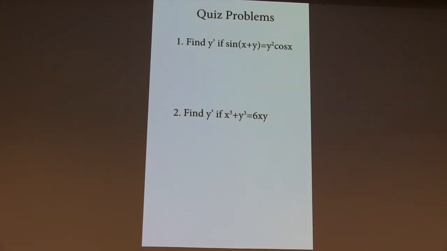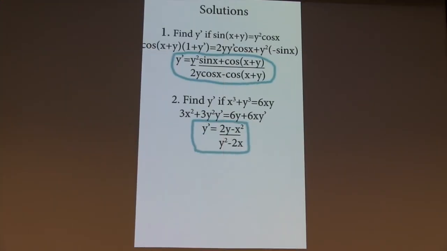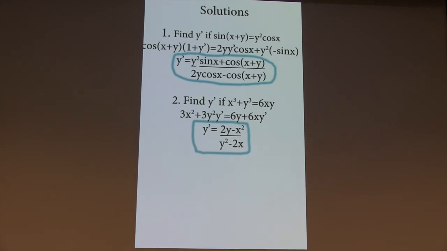For problem number 1, find y prime if sine x plus y equals y squared cosine x. For problem number 2, find y prime if x cubed plus y cubed equals 6xy. Here are the solutions to the short quiz. If you have any trouble looking through these steps, just look back in the video.